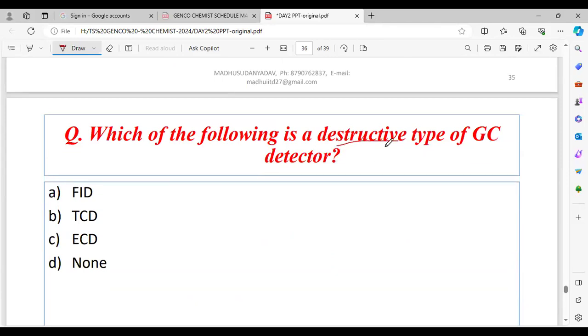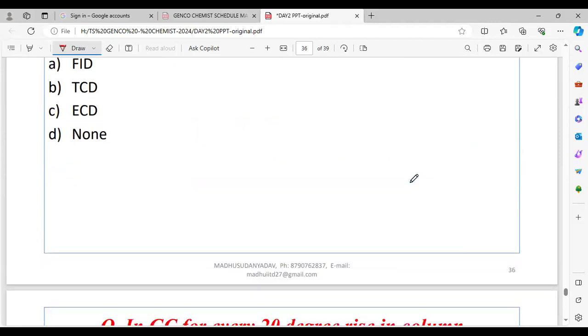Which type of detector is a destructive type? Which of these is a destructive type? ECD, sir. Okay, ECD.